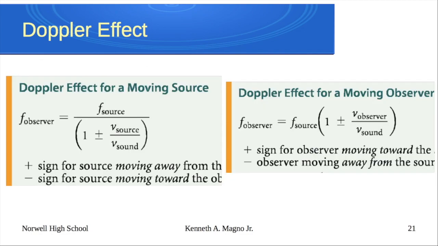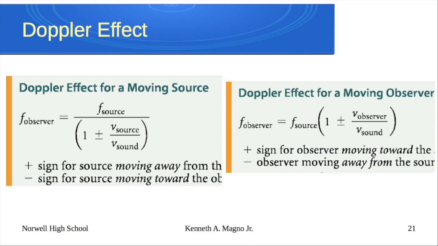Now there are generally two separate equations presented on this: one for the observer moving and the source stationary, and one for the source moving and the observer stationary. The frequency you'll observe is the frequency of the source divided by 1 plus or minus the speed of the source over the speed of sound, for moving towards or away. In the other case, where it's the observer that's moving and not the source, it's the frequency of the source times 1 plus or minus the speed of the observer over the speed of sound, again for towards and away.